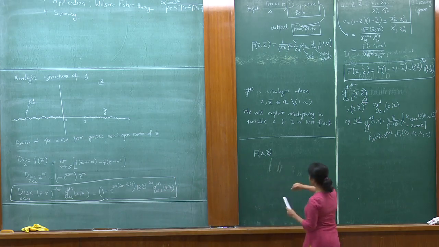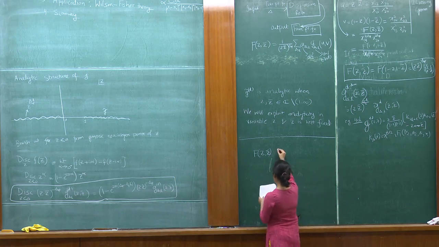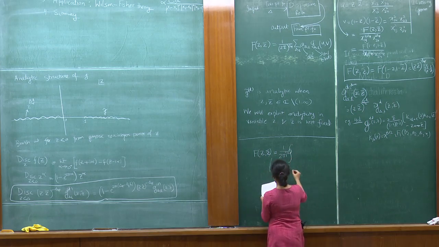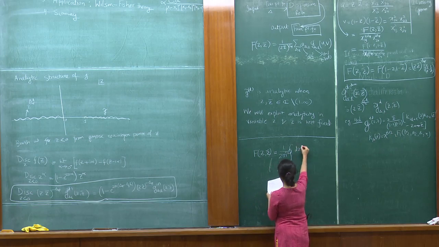So the dispersion relation is a mathematical relation where we use Cauchy's residue theorem, and we write the correlator like this as a residue of this pole.